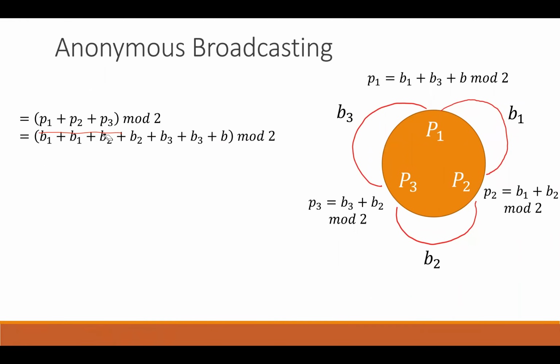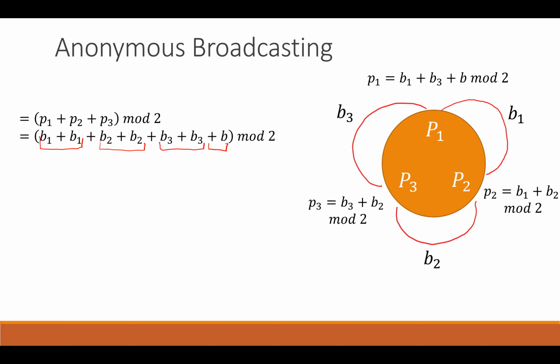So what I've added together is, if I expand out P1 and P2 and P3 and then gather my like terms, I have B1 plus B1 here, I have B2 plus B2, B3 plus B3, and then the transmitted bit, all mod 2.